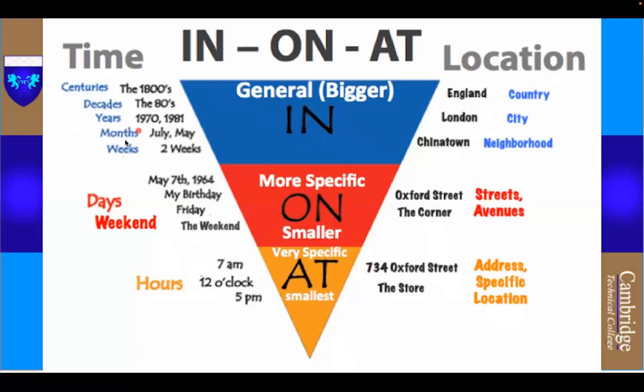And also we use it for months. For months, in July, in May, in March. Also we use it for seasons: summer, winter, autumn, and spring. So we say in winter, in summer.